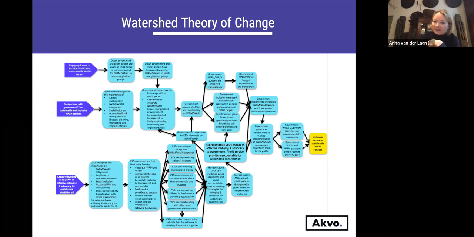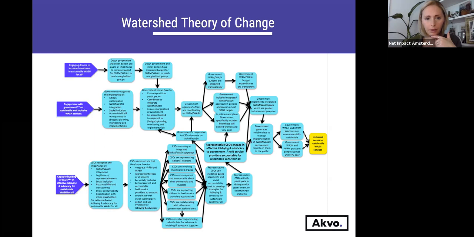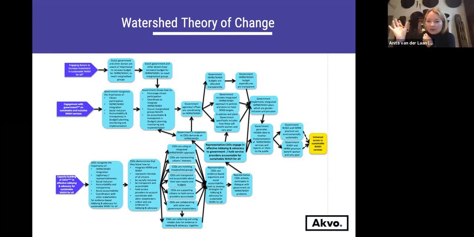So universal access to sustainable WASH services is something that, in this program, is the faraway impact that all of us were trying to contribute to. We didn't monitor it. We did not have a baseline. We didn't monitor it. We are not evaluating it. This program was focused on achieving the outcomes.